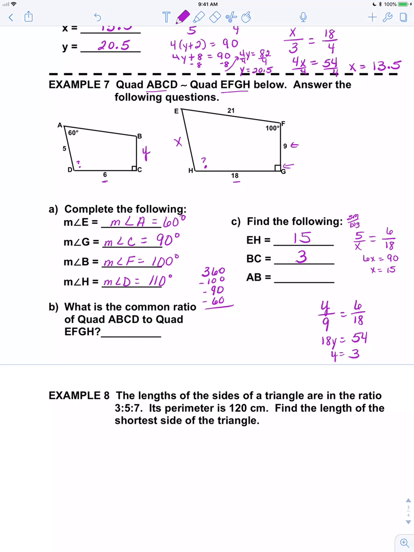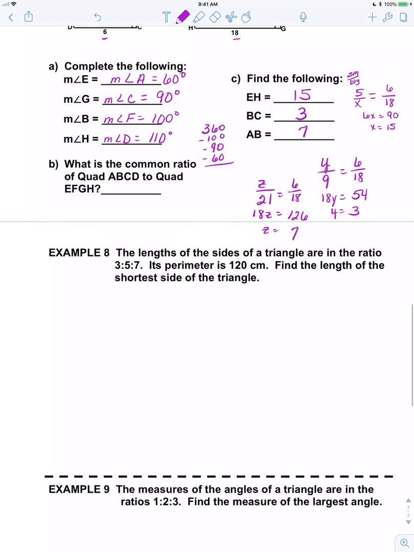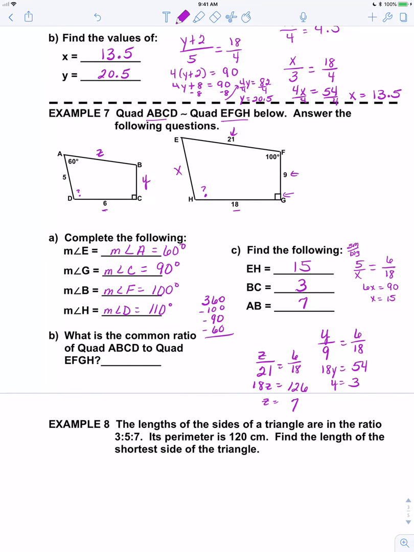And then the last one, it's asking for AB. We don't know that one, so let's say that's going to be Z over 21. Its corresponding side on the other is equal to the 6 over 18. So 18Z is equal to 21 times 6, which is 126. Dividing by 18 gives us 7. Okay, I think you can do the rest of those. That's not too bad, so we'll end there.